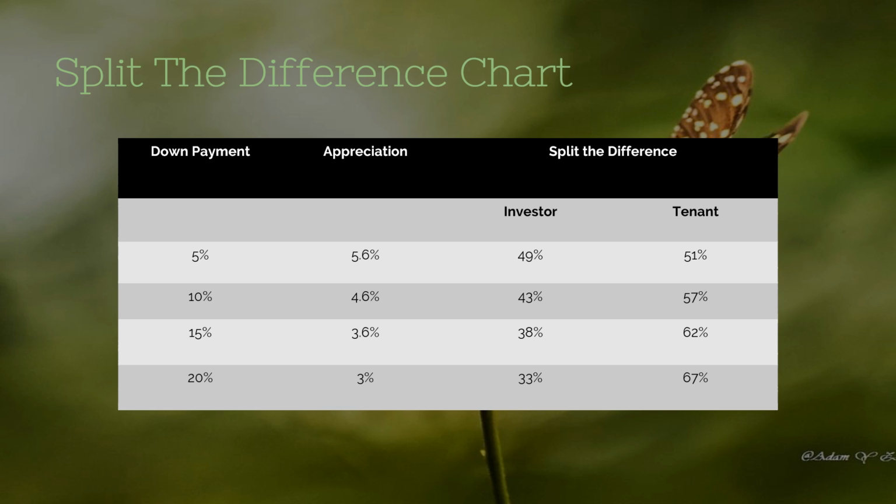The bigger the down payment, the lower the appreciation, because as investors our risk decreases and our rate of return increases with the increase of the down payment from the tenant buyer. Okay. And you might be surprised that a lot of tenant buyers, because of this, are willing to pay.